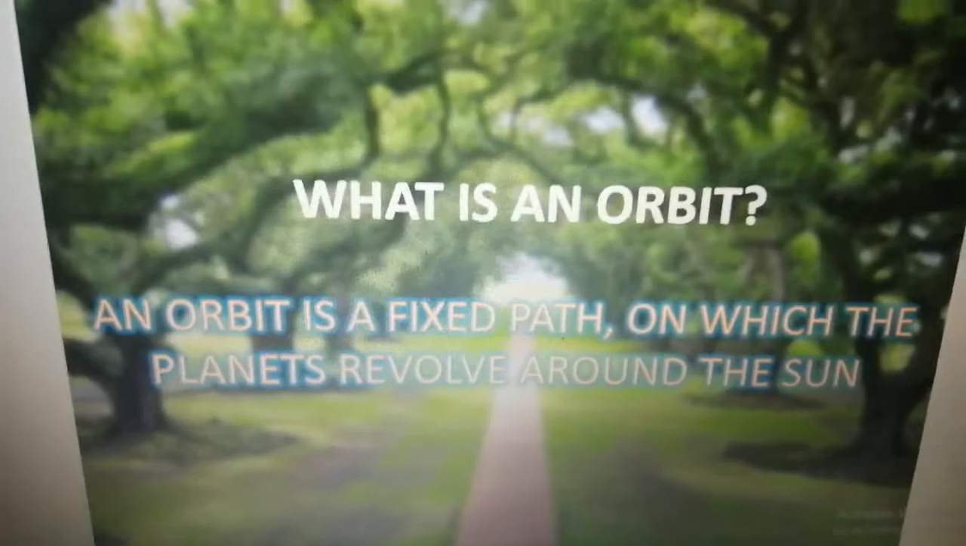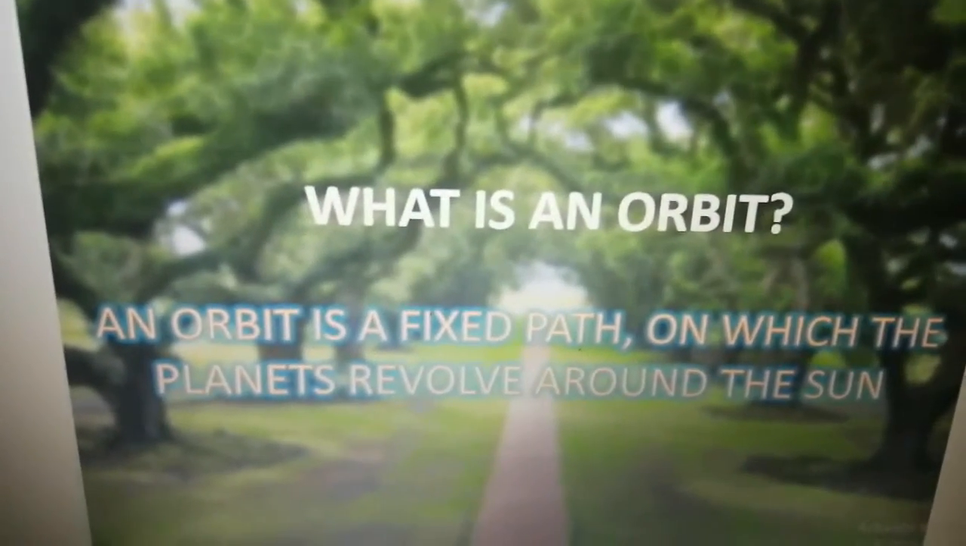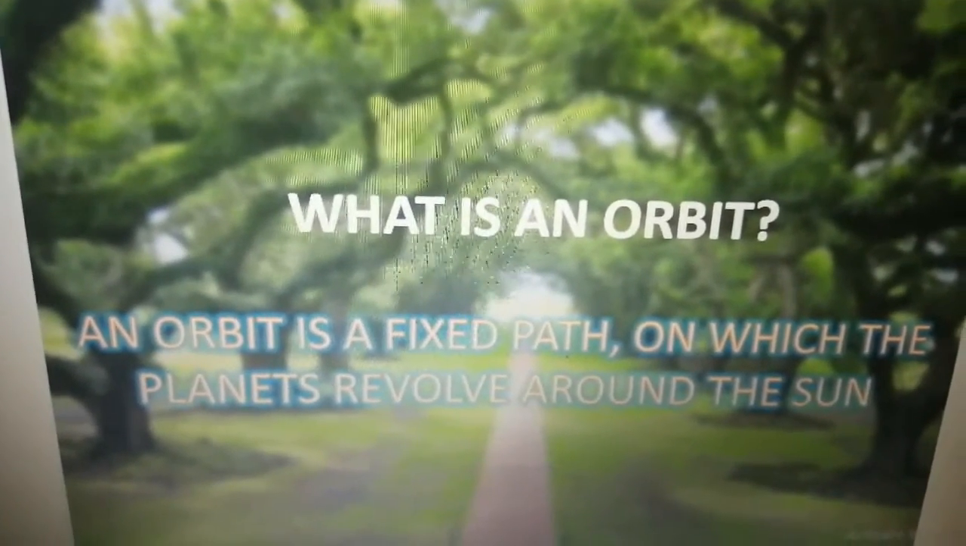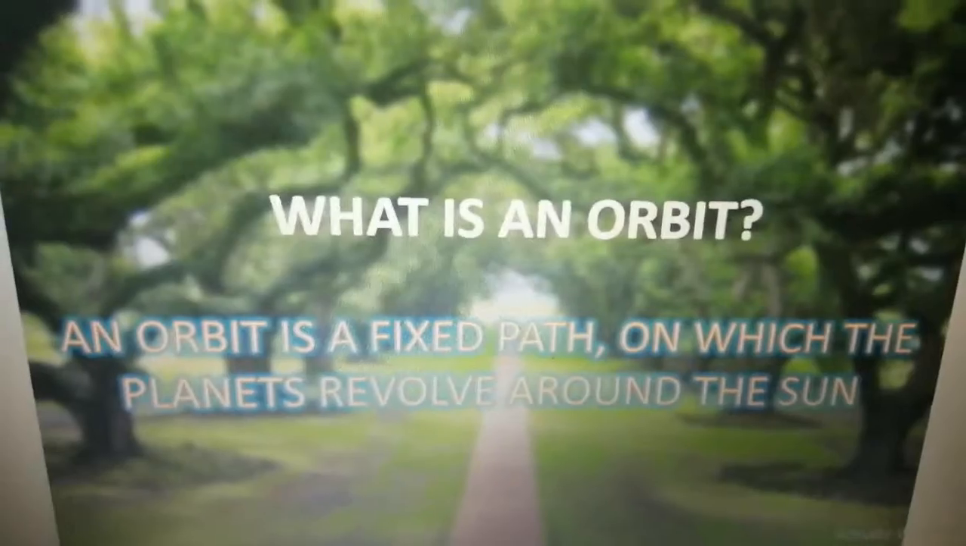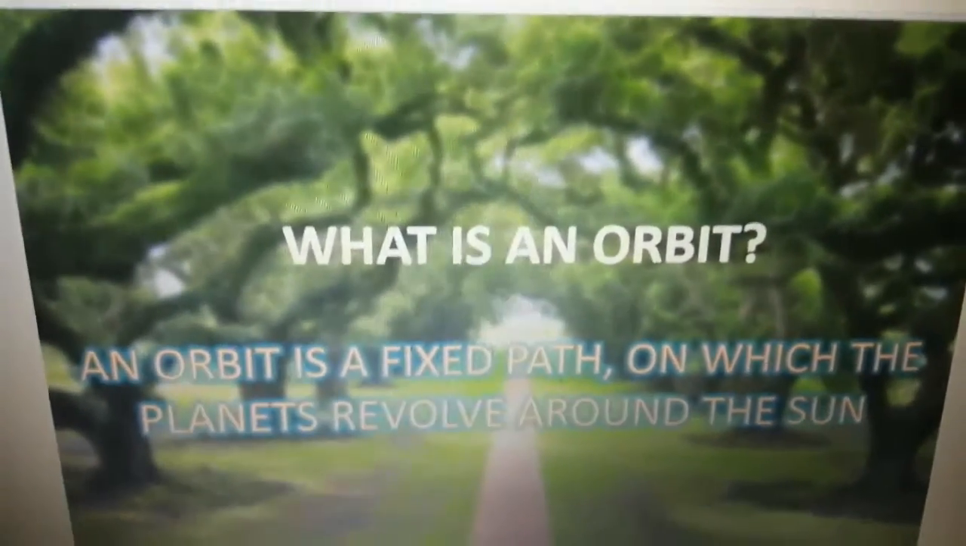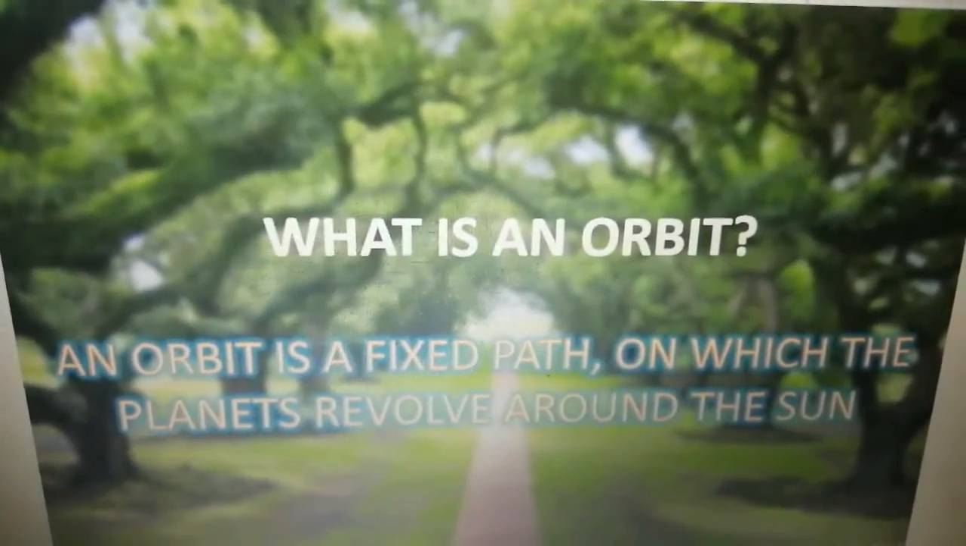Just like how we make use of roads to move from one place to another, yes, similarly, planets make use of orbit to move around the sun. They will be continuously moving only on these fixed orbits of theirs.